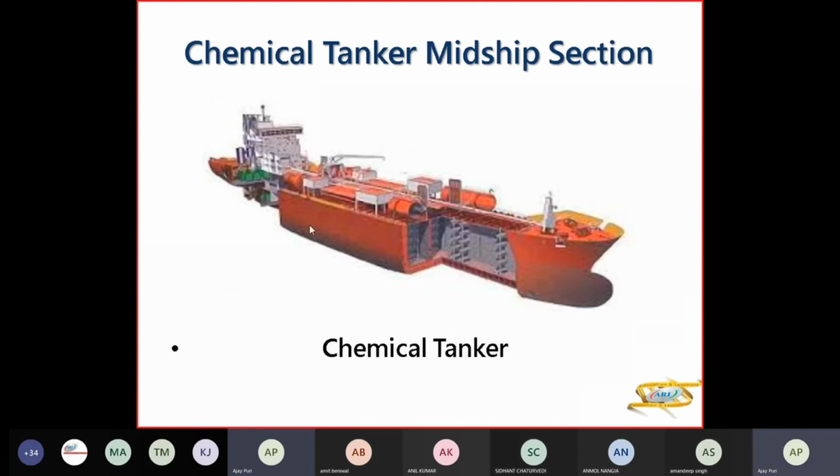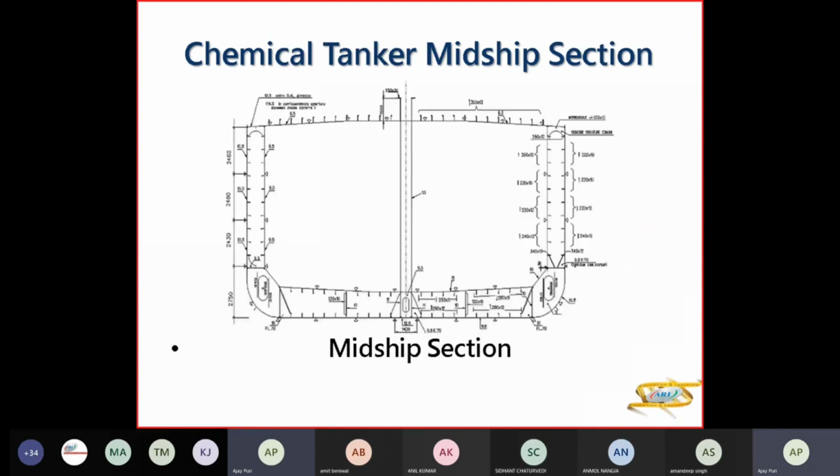Let me just show you the first photograph here. Now this is a chemical tanker which is type 2. And these tanks are pressure tanks or gravity tanks fitted there to carry X category cargoes. You've got three types. We'll be doing in detail what the types of chemical tankers are. We'll come back to the midship section here.